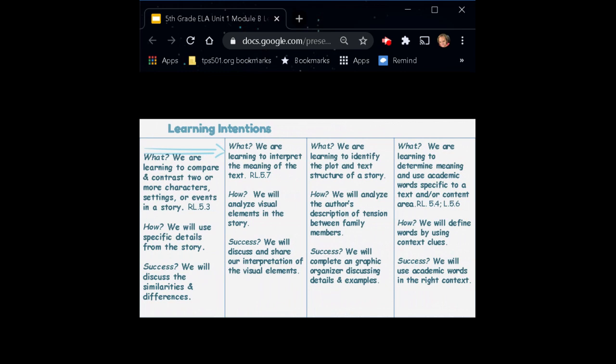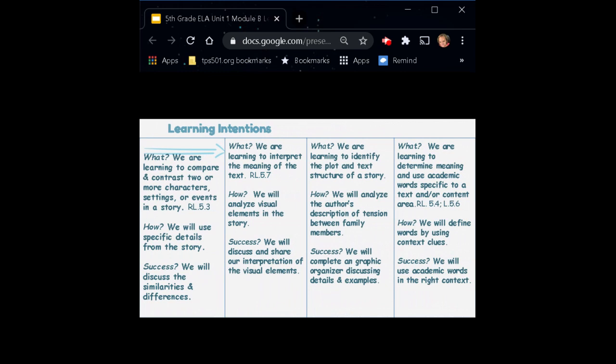Here are some learning intentions and how we will be successful as we read today. Learning intentions. What? We are learning to compare and contrast two or more characters, settings, or events. How? We will use specific details from the story, and we will discuss the similarities and differences to be successful. We are also going to learn to interpret the meaning of the text. We will do this by analyzing the visual elements in the story. We'll be successful when we discuss and share our interpretation of those visual elements.